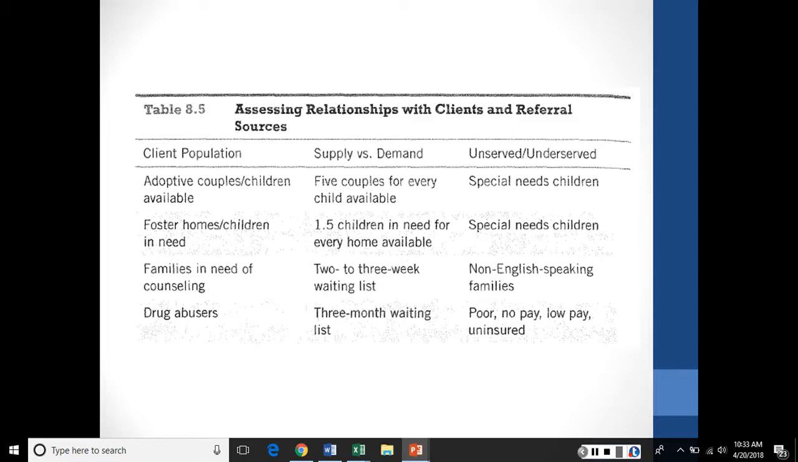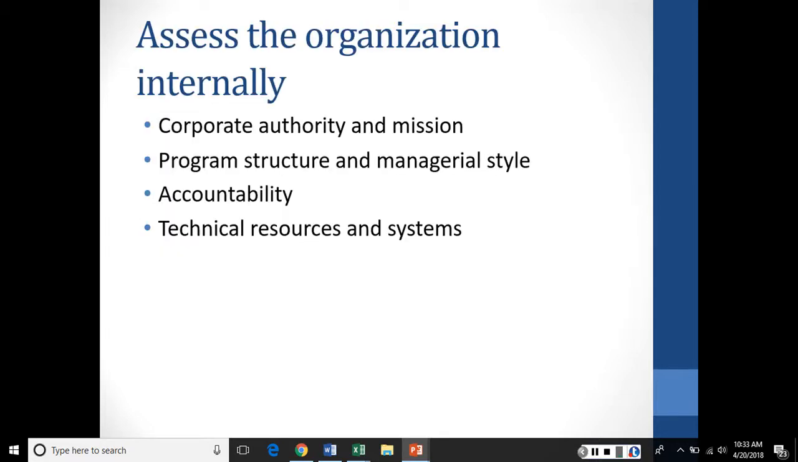So when we're thinking about an organization internally, when we think about those internal structures of the organization, part of what we need to think about is first the corporate authority and the mission. This is a fancy way of saying, what's the legal structure? Is this a public organization, a private organization, or a nonprofit? Public organization is one that is going to be run by the government. Private is like a standard private business that's trying to make money. Nonprofit is structured legally in a different way.